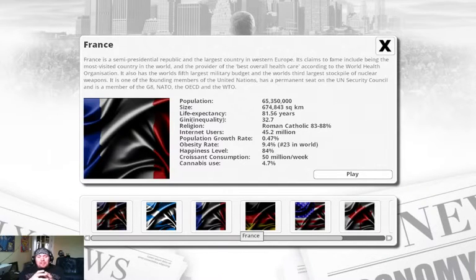So population of 65 million people, size of 674,000 square kilometres, life expectancy 81.56, just a shade more than the UK. Roman Catholic is the primary religion, between 83 and 88%. Internet users 45.2 million out of the 65 million, so 20 million people don't use the internet. That's interesting. Population growth 0.47%, so it is positive. Obesity rate a mere 9.4%, makes the UK look horrible. Happiness level of 84%, croissant consumption 50 million per week, and cannabis use 4.7%.